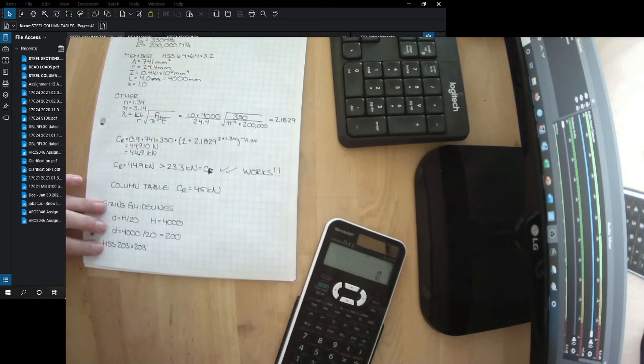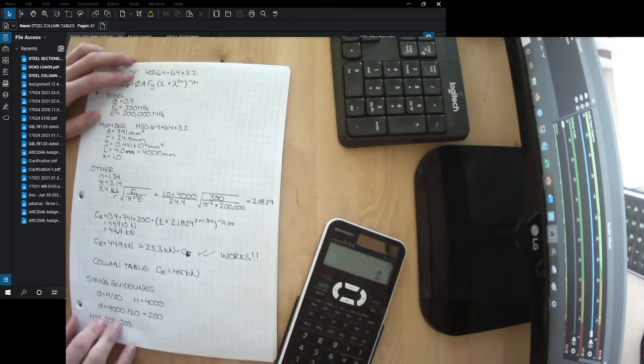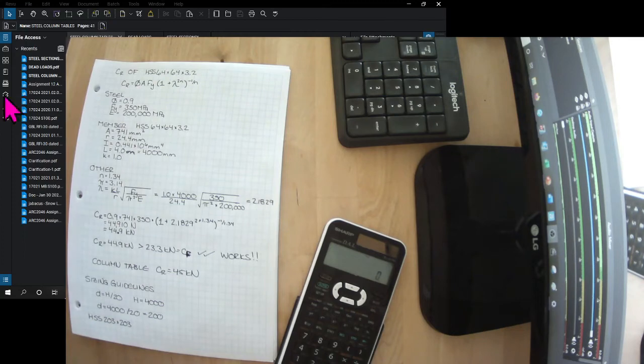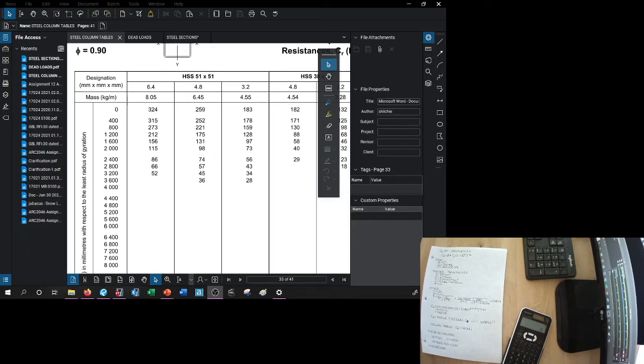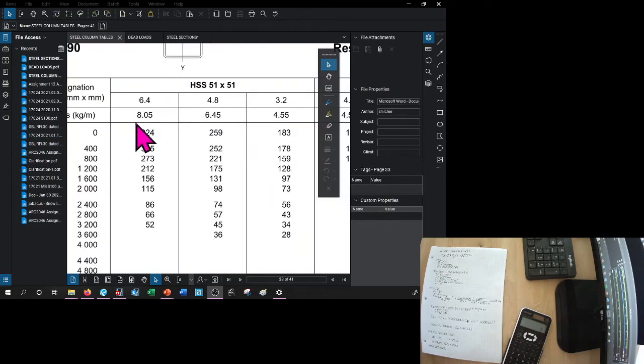This would have gone out on the preliminary drawing set, and then once the engineer was involved, they would have said, you know what, you can get a much smaller column here. You can get your HSS 64 by 64 by 3.2. Let's see if maybe there could have been an even smaller column. So let's go to the next page on the column charts.